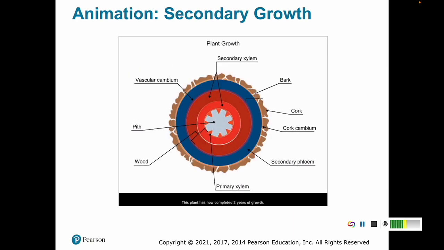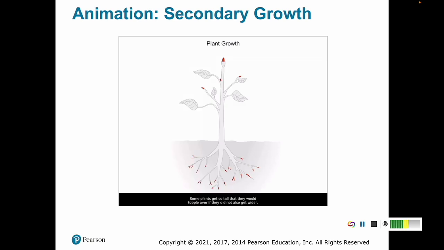This plant has now completed 2 years of growth. As the vascular cambium produces new secondary xylem and secondary phloem cells, the circumference of the stem increases. The epidermis, cortex, and primary phloem are pushed outward, crushed, and eventually sloughed from the stem. The new cork cambium produces cork cells, while the vascular cambium continues to generate new secondary xylem and phloem. Some plants get so tall that they would topple over if they did not also get wider. Secondary growth enables these plants to increase their girth significantly.